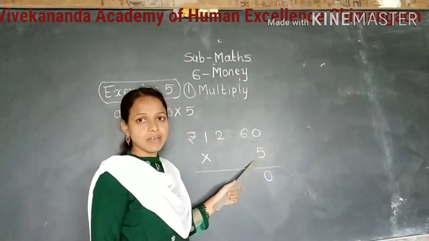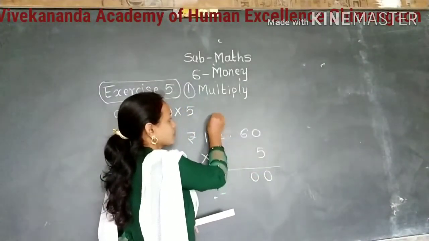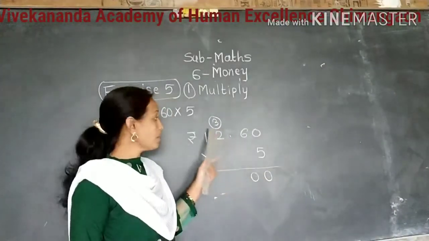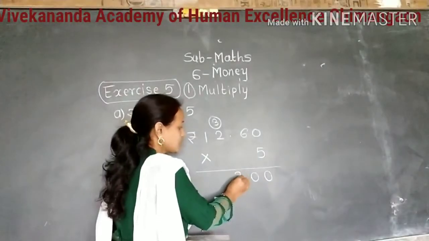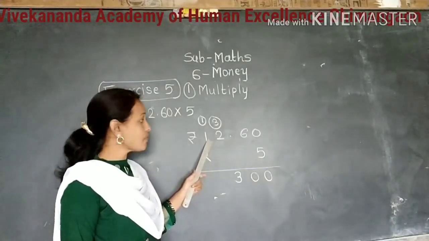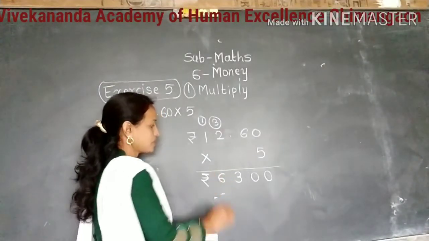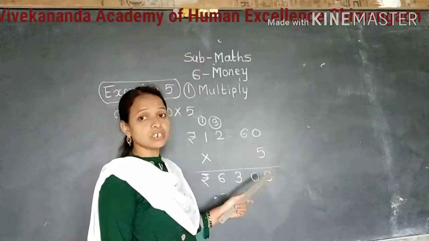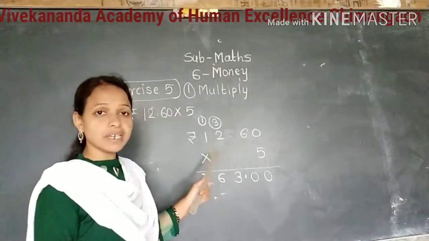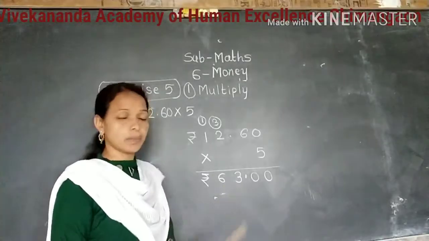Then you multiply 6 by 5. 6 5s are 30. So write here 0 and carry over 3. Then multiply 2 by 5. 2 5s are 10. 10 plus 3 is 13. 3 and carry over 1. Then multiply 5 by 1. 5 1s are 5 plus 1 carry over is 6. And here the rupees sign. I told you to put the dot from the right two places. In this way we multiply 12 rupees 60 paise by 5. We get the answer 63 rupees.